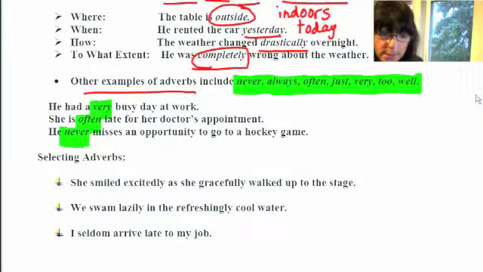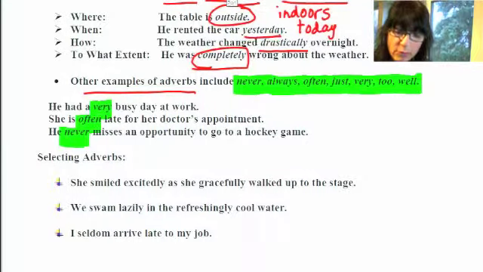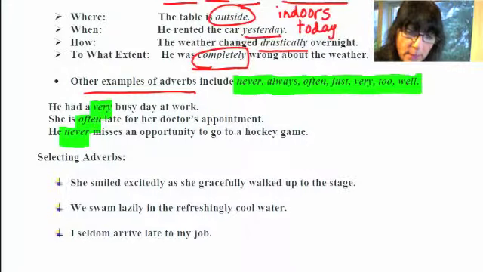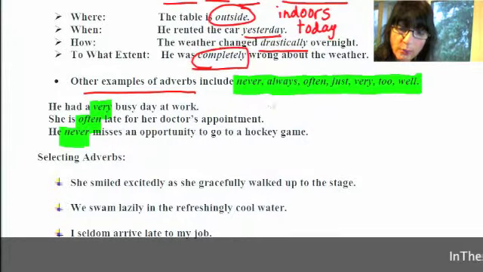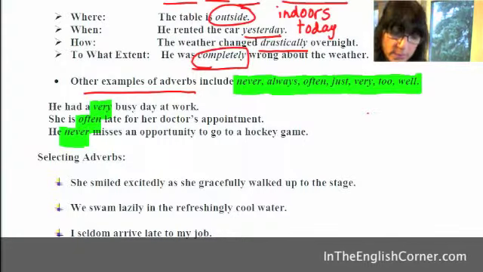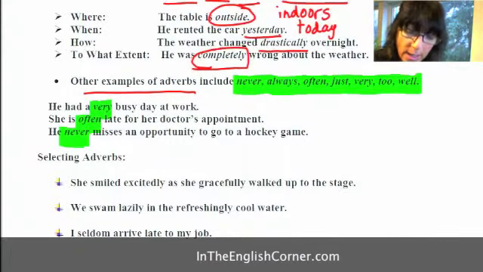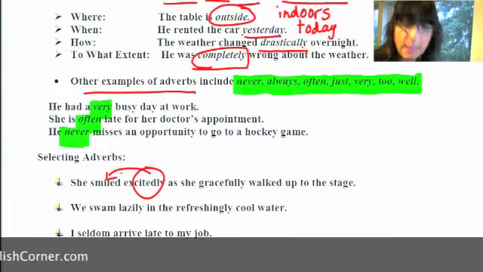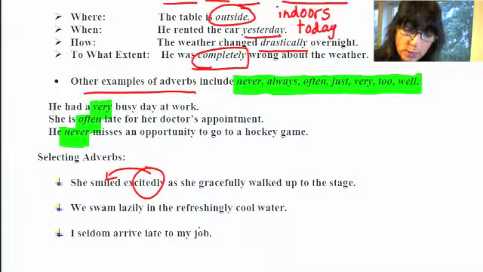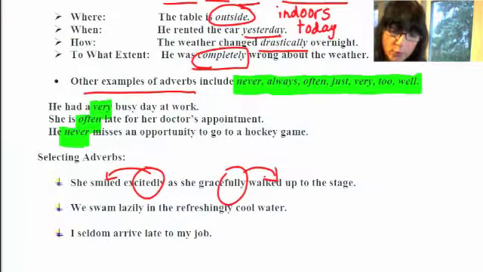Let's look at these three sentences and we'll try to select the adverbs together. She smiled excitedly as she gracefully walked up to the stage. So keeping in mind that it's often words ending in ly, or there'll be words that refer to where, when, how, and to what extent, and also the words never, always, often, just, very, too, and well. They're all adverbs. So keeping those rules in mind, she smiled. How? She smiled excitedly. So excitedly modifies the verb smile. It's an adverb, and it also ends in ly. As she walked, how did she walk? Gracefully, ends in ly, and it modifies the verb walked. So you've got two adverbs.